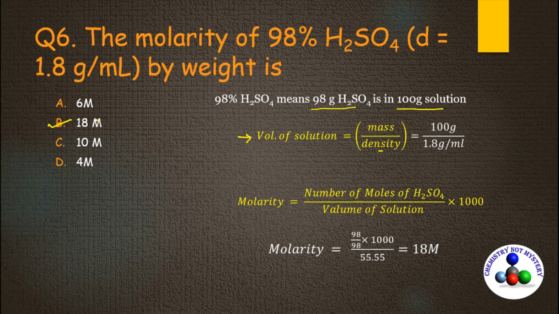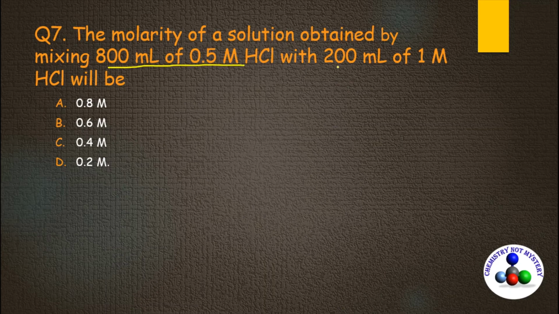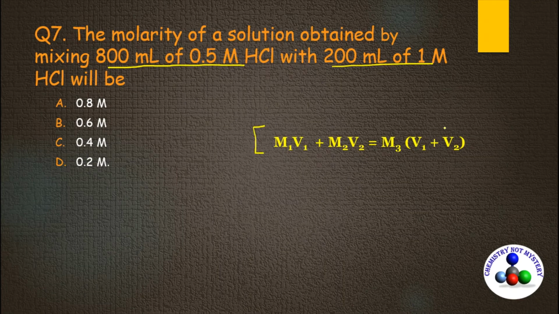The molarity of a solution obtained by mixing 800 ml of 0.5 molar HCl with 200 ml of 1 molar HCl will be. Options are given here. Here, two solutions are mixed together to get another one. To calculate the molarity of the resultant solution, you can use this formula: M1V1 + M2V2 = M3 × (V1 + V2). So place the values in the given formula, you will get your answer. Let's try to solve another question.